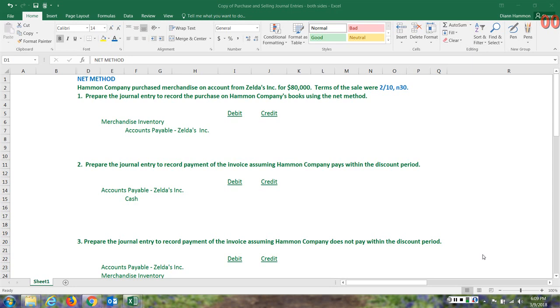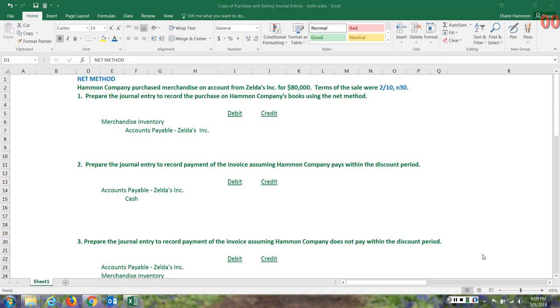So that means they did not pay for it straight up with cash. They charged it. So they purchased this merchandise on account from Zelda's Inc. for $80,000. Terms of the sale were, and you read these, I have them in blue for you here, 2% if paid within 10 days. Otherwise, the net is due in 30.